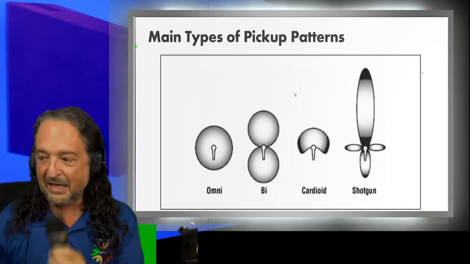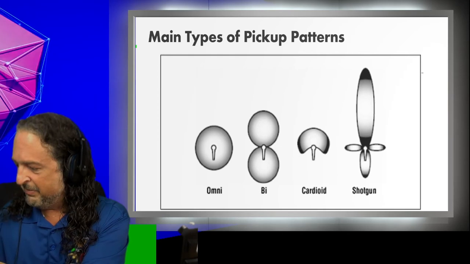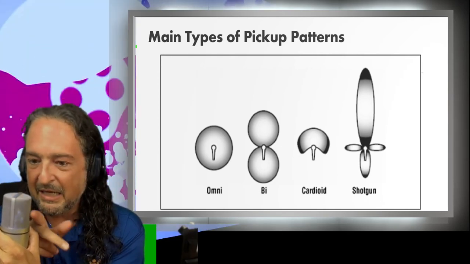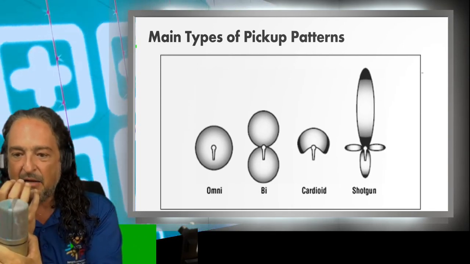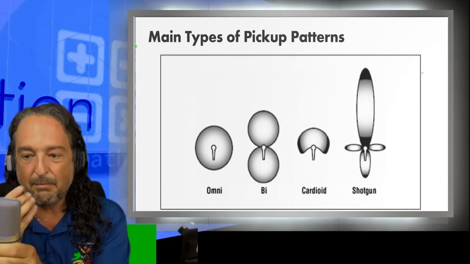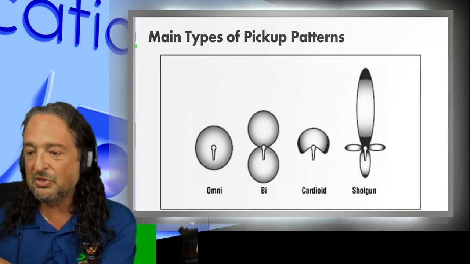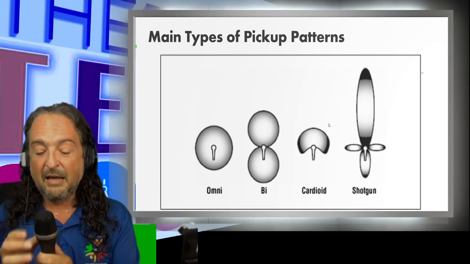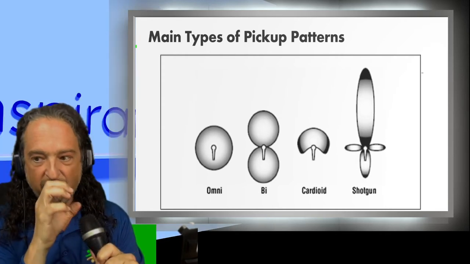Bidirectional would mean like this microphone here, which is my studio microphone. This microphone is bidirectional. It picks up sound from the plate in the front and the plate in the back. Off to the side, it would be off axis and it wouldn't pick up as clear of a sound. Cardioid microphones are a different type of pickup pattern, where it picks up a heart-shaped pattern right around the front of the plate.